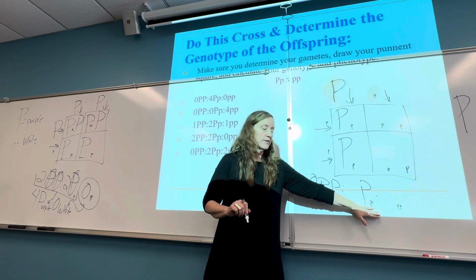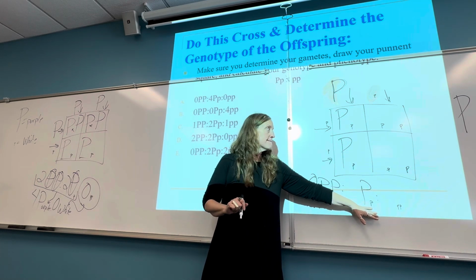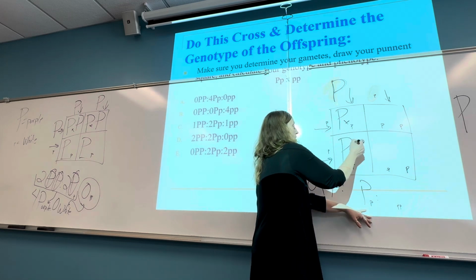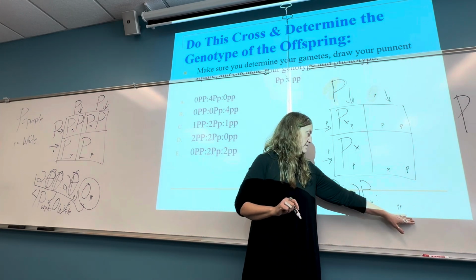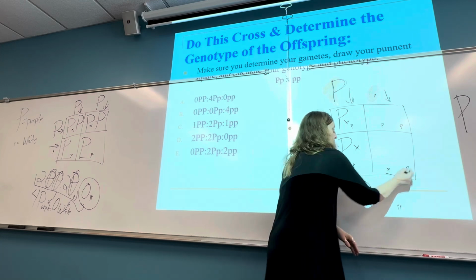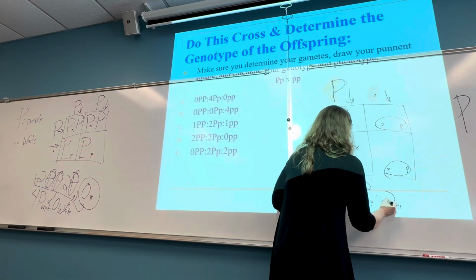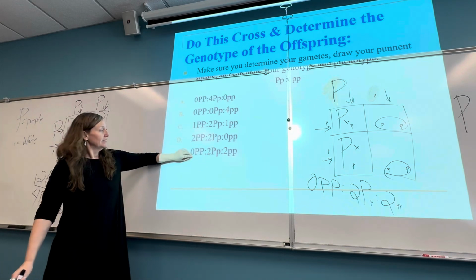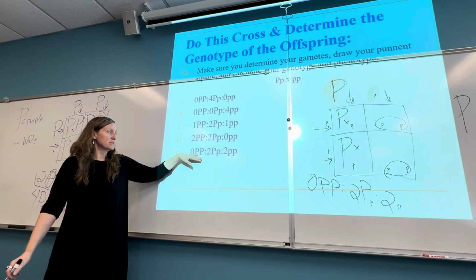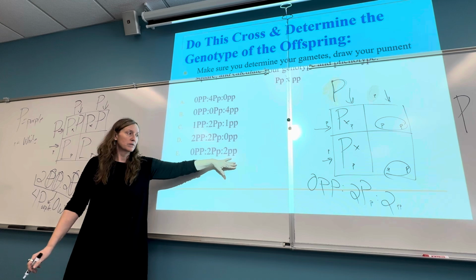How many heterozygous? 2. So we've got one there and one there. 2 of those. And how many homozygous recessive? 2. Got one there. So our ratio is E. It's going to be 0 to 2 to 2.